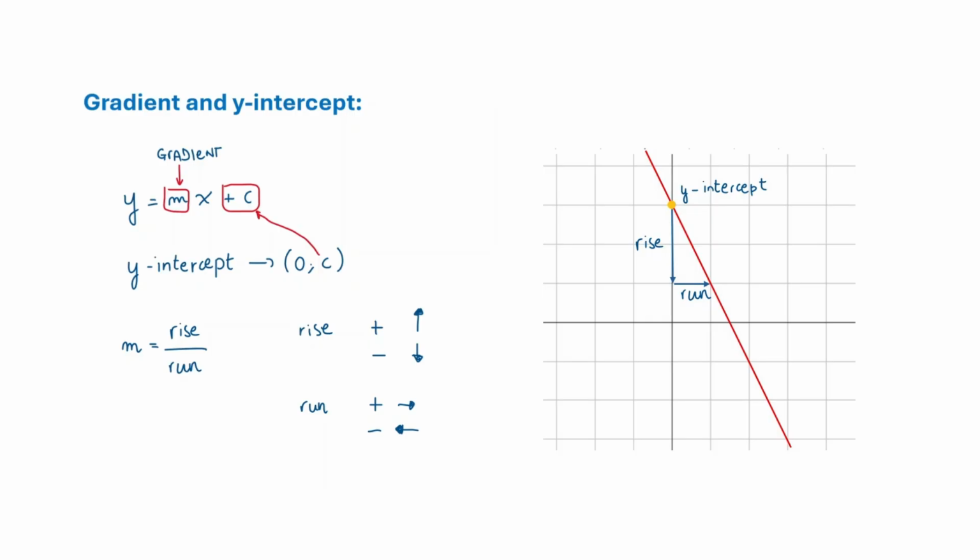So, starting from the y-intercept, the gradient tells us how much to move up or down, and how much to move right or left. This allows us to plot a second point on the line, and once we have 2 points, we can draw the straight line through them. This is because through 2 points, there is one and only one straight line.